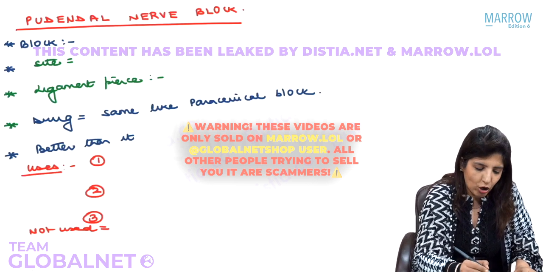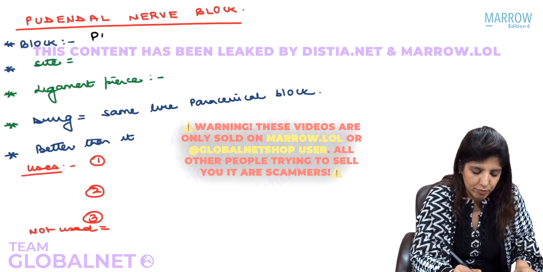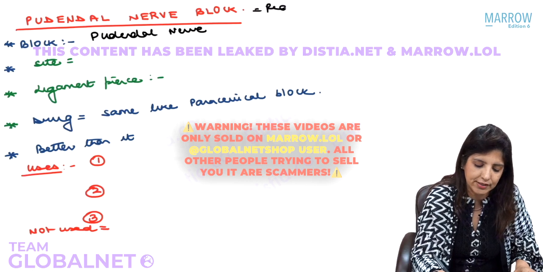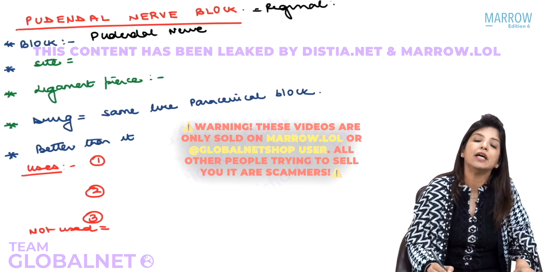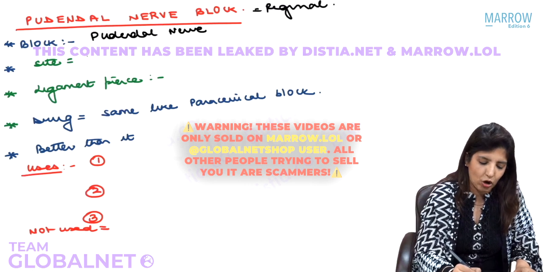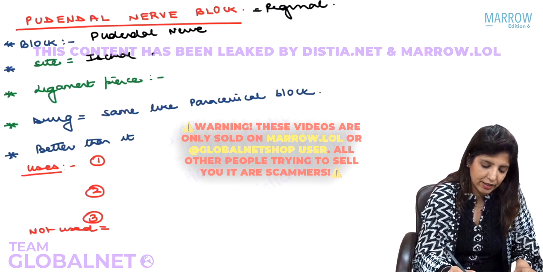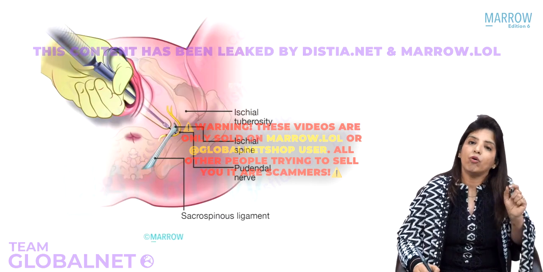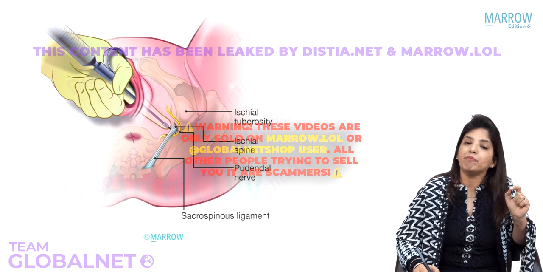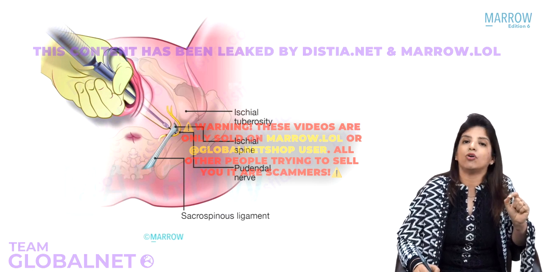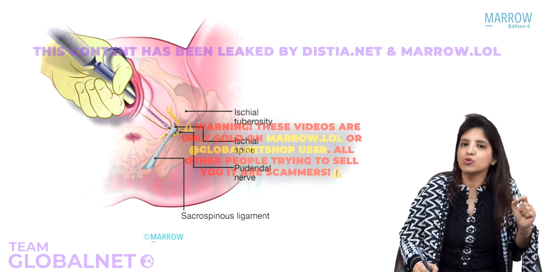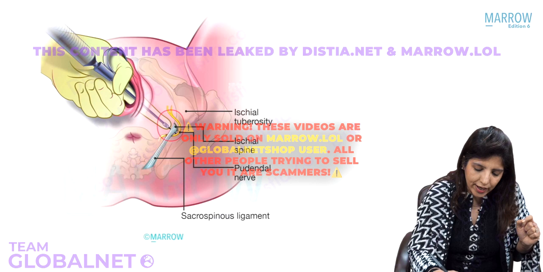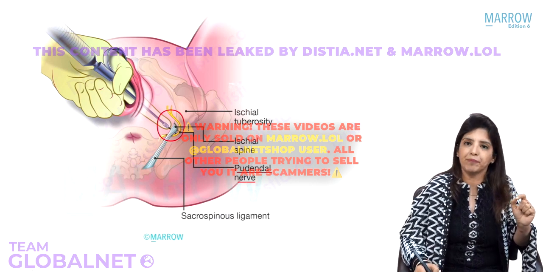Now, pudendal nerve block, what it is doing? Pudendal nerve block is blocking the pudendal nerve, as the name is suggesting. Again, this is a regional anesthesia. The site for giving pudendal nerve block is the ischial spine. I want all of you to look at this image over here. Now, ischial spine is a very, very important landmark in entire obs and gynae. One of the reasons why it's an important landmark is because the pudendal nerve lies very close to the ischial spine, right?